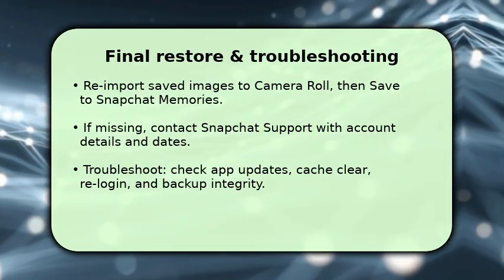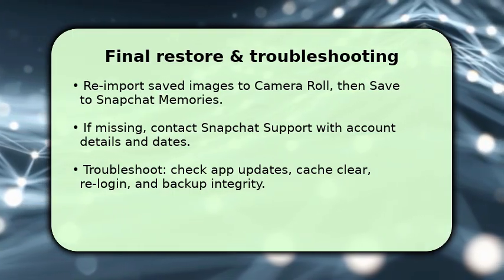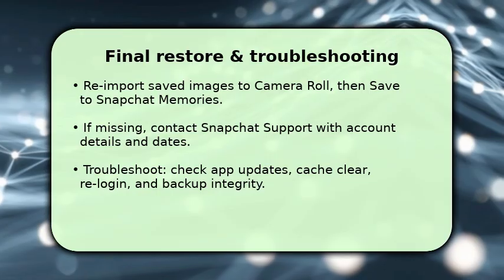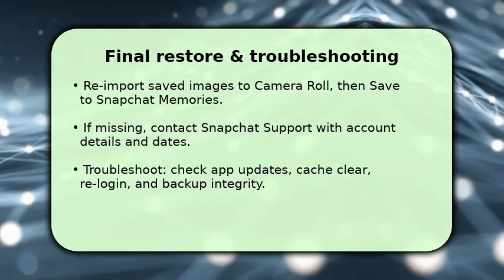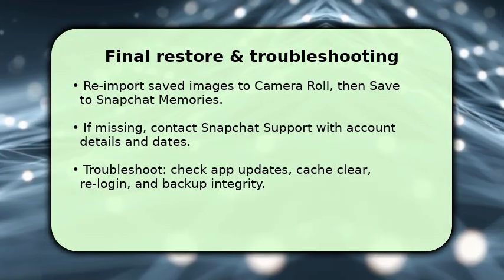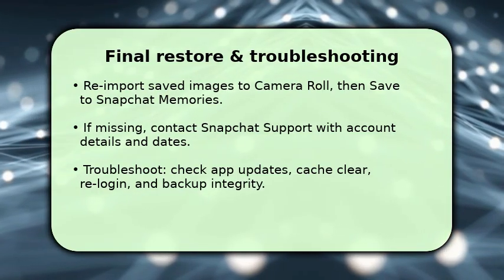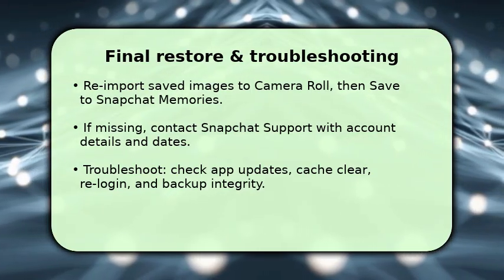If items are still missing, contact Snapchat support with your username, email, approximate dates, and sample file names so they can investigate. Make sure the app is updated, clear Snapchat cache, and sign out and back in to refresh cloud links. If backups are corrupted, prioritize exporting whatever you can, then rebuild your memories from those exported files.